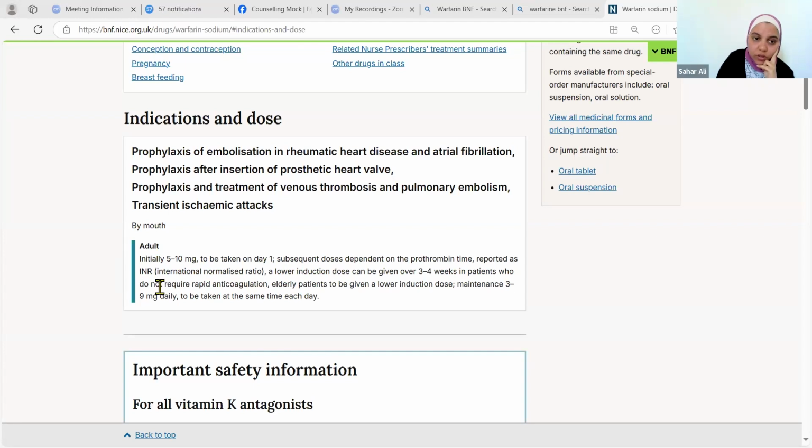Whereas an elderly patient is to be given a lower dose, maintenance 3 to 9 milligram daily, to be taken at the same time each day. And usually it is between 3 to 6 months, the usual duration of warfarin. It depends on the type and size of the DVT and the clot as well, and the risk factors, many things. But initially it's 5 milligram.